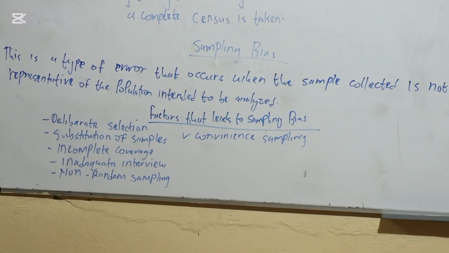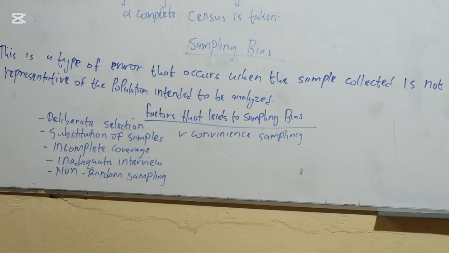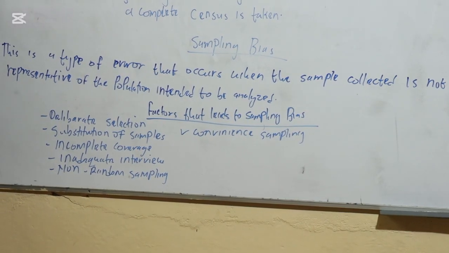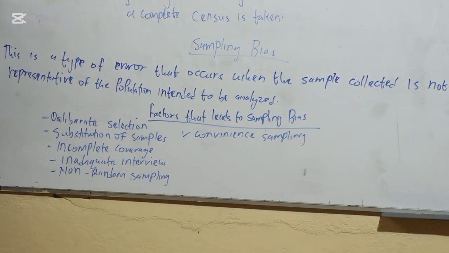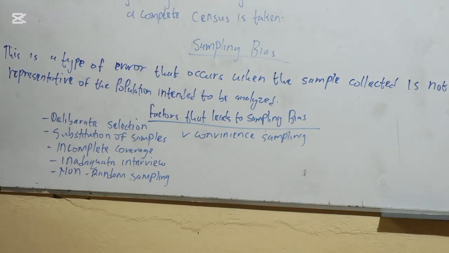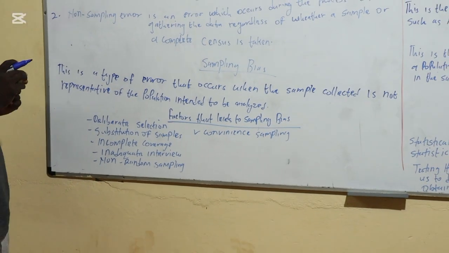Number 2, substitution of the sample. After the sample has been collected, the researcher may decide to substitute the sample, so that also may lead to sampling bias. Number 3 is incomplete coverage. When the area which was predetermined to be covered is not fully covered, that will also lead to sampling bias. Inadequate interview: for example, while using stratified sampling, you are to interview the first quarter. Maybe your quota was around 400, but you only interviewed 300. So the interview will be incomplete.